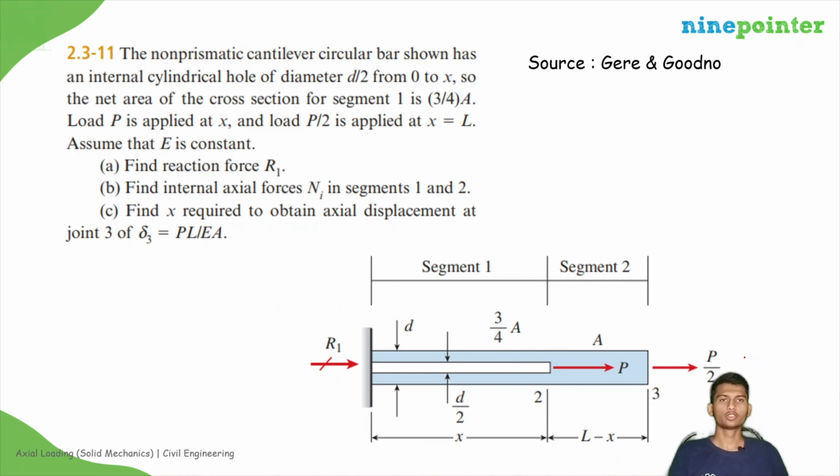Today we are going to solve a problem on axial load. So you can read the problem over here. The non-prismatic cantilever circular bar. First, what is a non-prismatic bar? Actually, there are two types of bars. One is prismatic bar, another is non-prismatic bar.